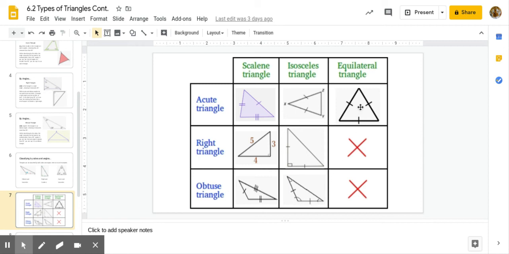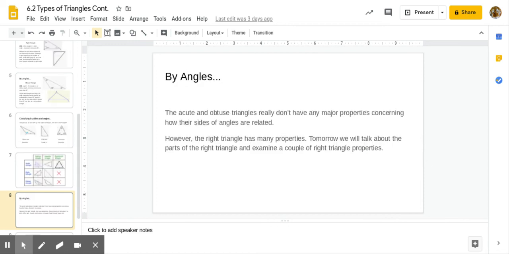This one is the one that's different. We can have only an acute equilateral. Remember, all three sides are the same and all three angles will be 60 degrees every time. So it's impossible to have a right equilateral or an obtuse equilateral because equilaterals have to have 60-degree angles.